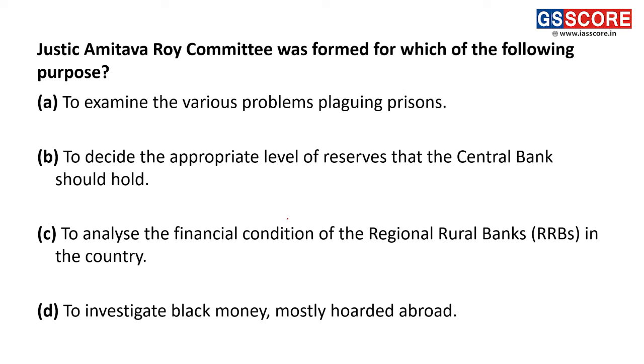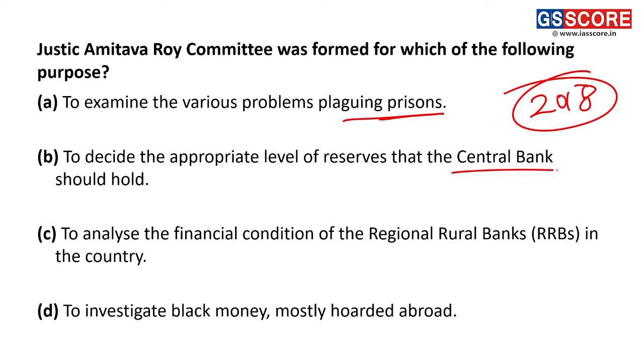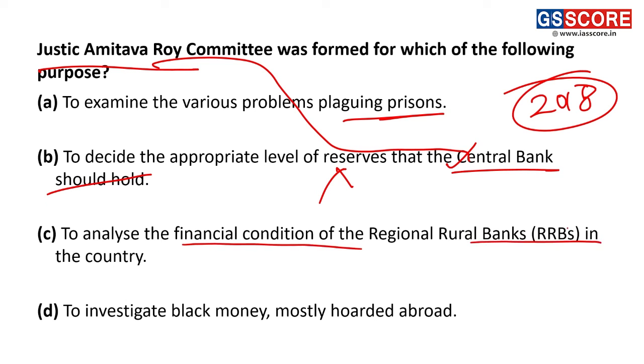Justice Amitava Roy Committee was formed for which of the following purposes? Well, this committee was appointed in 2018, just for your knowledge. Okay, let us look at these statements. To examine various problems plaguing prisons, to decide the appropriate level of reserves that the central bank should hold. A committee under a justice on central bank, highly unlikely. To analyze the financial condition of RRBs, again, not very likely, though these days Supreme Court is forming committee on a lot of things, but still highly unlikely. To investigate black money mostly hoarded abroad, again, highly unlikely.